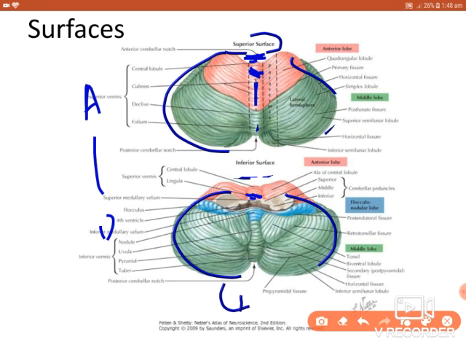Then here this is the culmen. There is the primary fissure. Here we will get the declive. This is the folium. Then there is the horizontal fissure. Below this folium, in the inferior surface, there is the tuber. This is the pyramid. This is the uvula. This one is the nodule. These are the parts of the vermis.